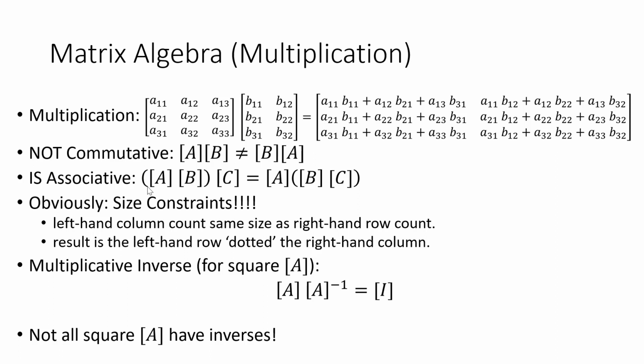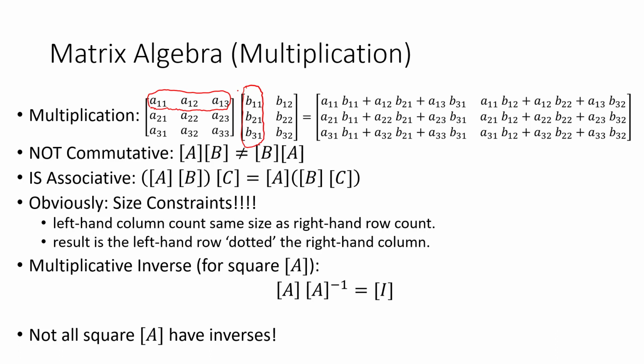There are size constraints on the multiplication of two matrices, and what happens is you're looking at taking a left-hand row and dotting it with a right-hand column.